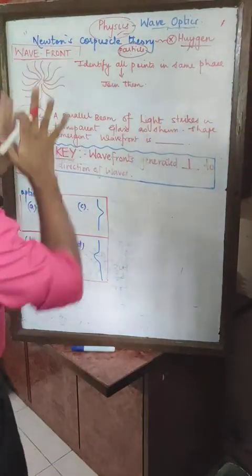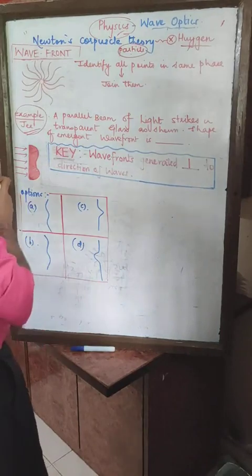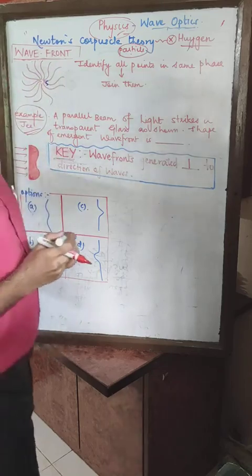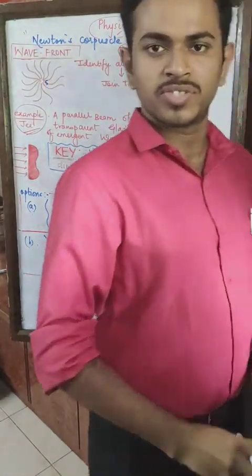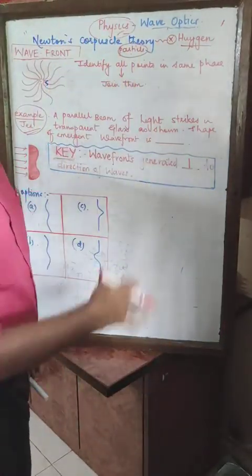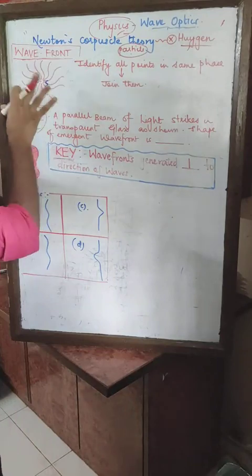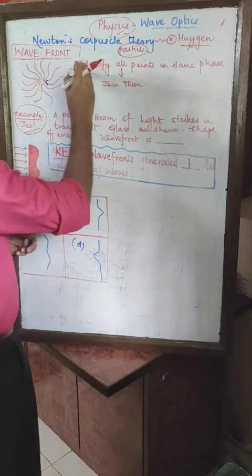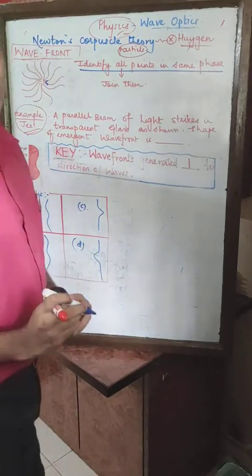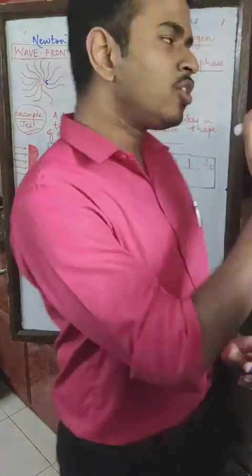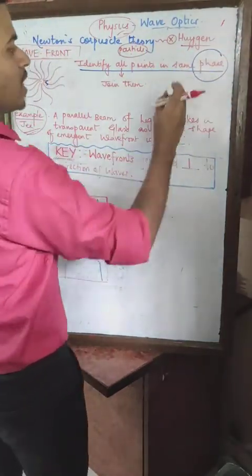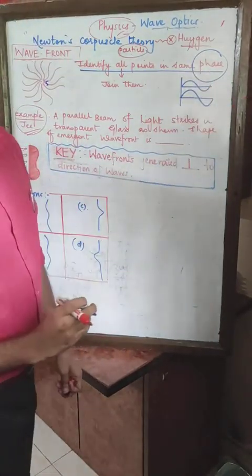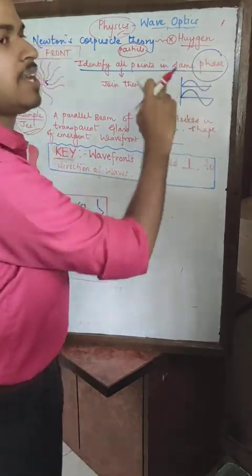Now, what exactly is the wavefront? Let's understand it. This is a point source, S. S is the point source radiating some energy, some waves. We need to find the wavefront from this diagram. The first step is to identify all the points that are in the same phase. Now what do you mean by phase? Same phase: if, for example, crest is meeting crest, we say that the waves are in the same phase.